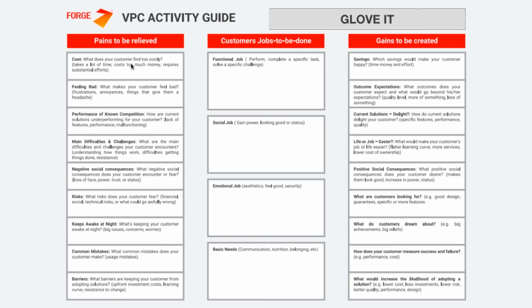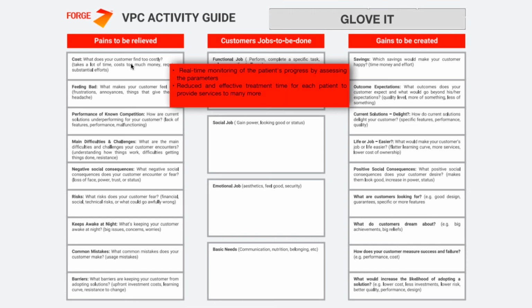If you look at the same case study, in the value proposition canvas, there are the customer jobs to be done. What are those activities that your customer is trying to achieve? It could be functional jobs like tasks or activities he has to perform. It could be social status, power that he may want to achieve. It could be an emotional, feel-good, secure activity that he wants to perform, or it could be the basic needs of communication, nutrition, etc. So let's look at this case study.